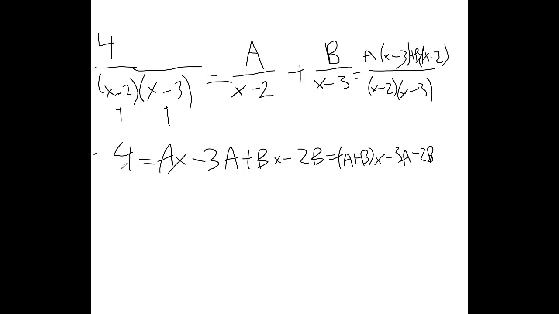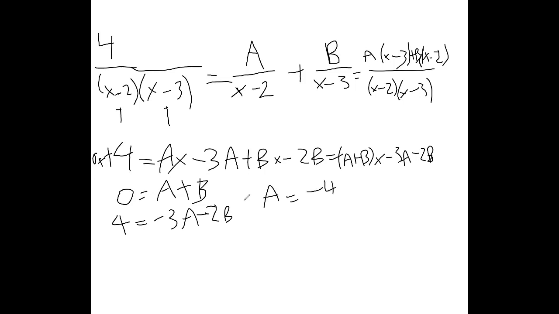And 4, we can rewrite this as 0x plus 4. Right, so now we actually have two equations. The x is going to be one equation and the constants are going to be another equation. So we have 0 is a plus b, and then we have 4 is negative 3a minus 2b. So we see here that we have two equations and two variables, so we can solve, and we can just find that a is negative 4 and b is 4.